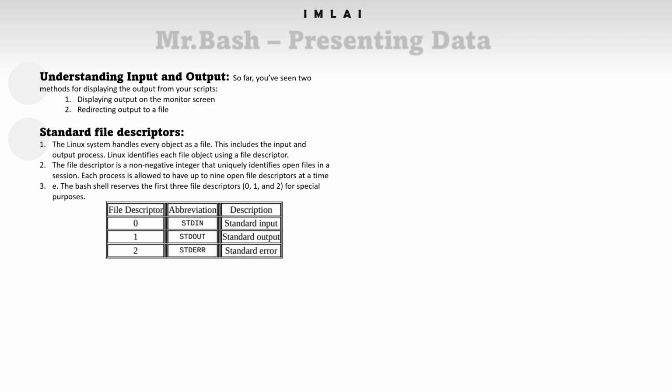The first file descriptor is 0. 0 has the abbreviation stdin, simply standard input. For file descriptor 1, the abbreviation is stdout, which we call standard output. Whereas file descriptor 2, the abbreviation is stderr, and the description is standard error. Just remember these three file descriptors. This is very useful.